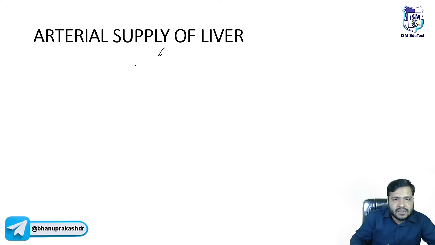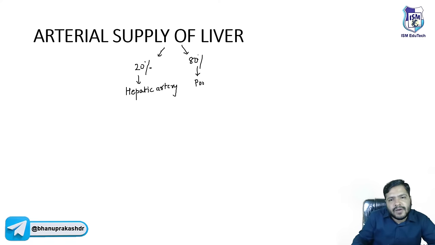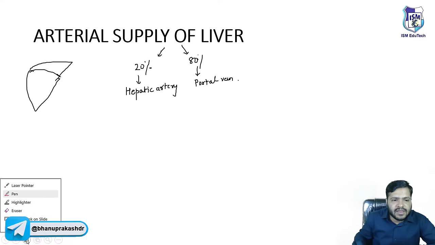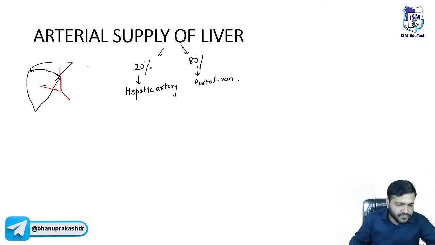The arterial supply, basically 20% is by the hepatic artery, and remember 80% is by the portal vein. Okay, now before entering into the liver, you already know this is the liver, it divides into right branch and left branch. This is the hepatic artery, so right hepatic artery and left hepatic artery. Before entering into the liver, the hepatic artery will divide into right and left branches.